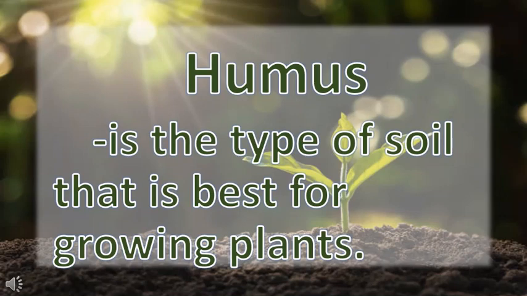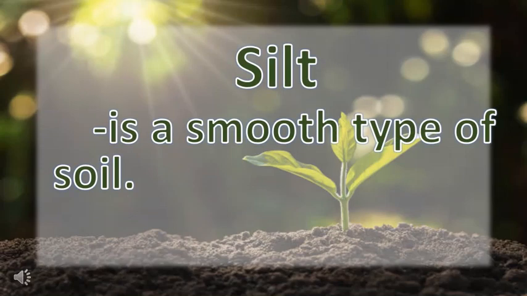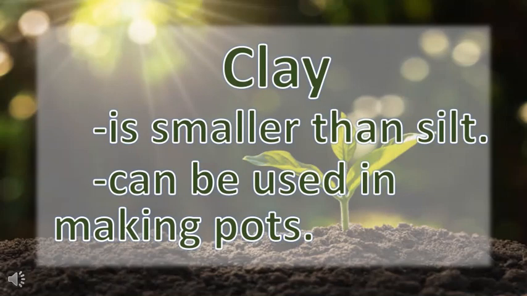First, we have humus. Humus is a type of soil that is best for growing plants. Next is sand. Sand is a rough type of soil. It is the best type of soil for making glass. Then we have silt. Silt is a smooth type of soil. Lastly, we have clay. Clay is smaller than silt. It can also be used for making pots.